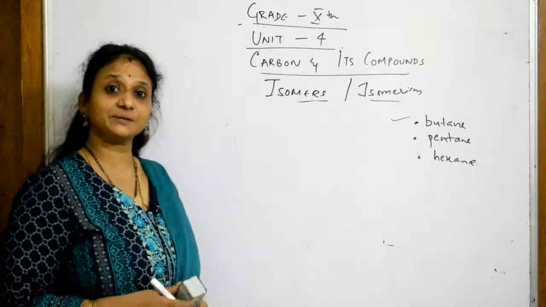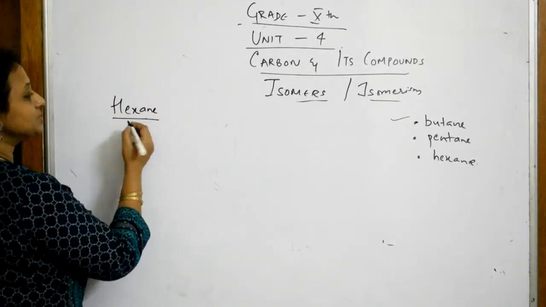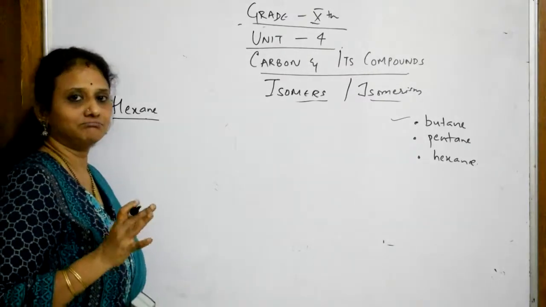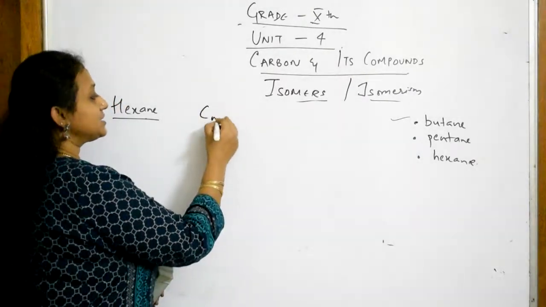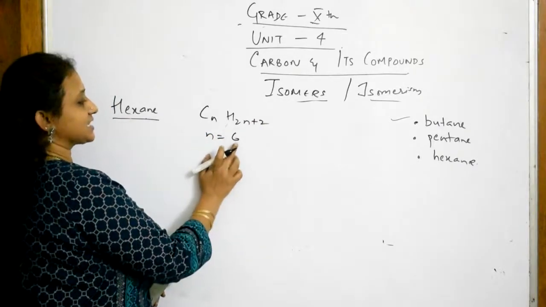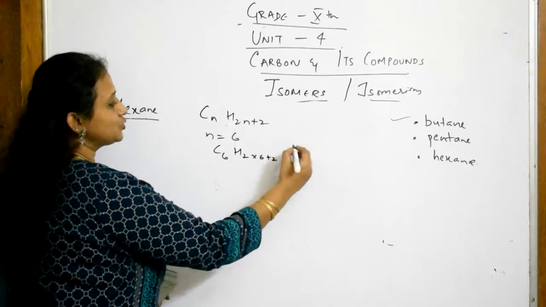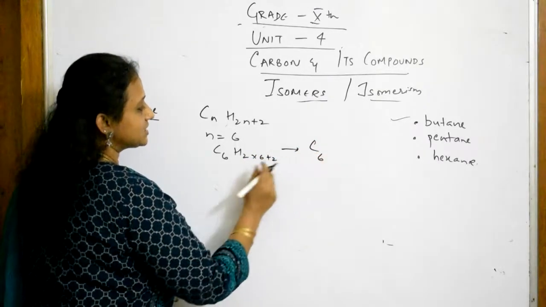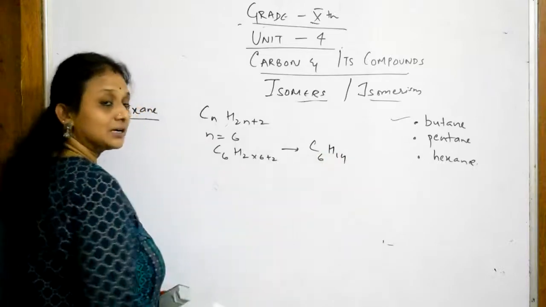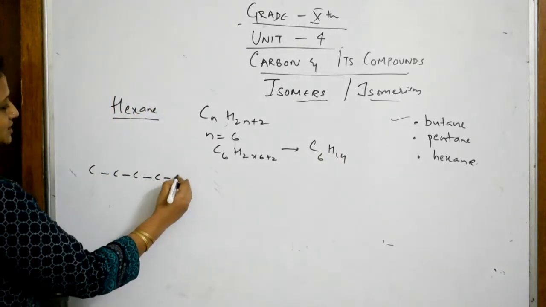Right, now let us come and take the example of hexane. So as the name suggests, hex means 6, isn't it? Now in the general formula, if I write CnH2n+2, n is what? 6. Hex means 6. Now apply C6H, 2 into 6 plus 2. So this comes to C6H14. Correct? Let us write.